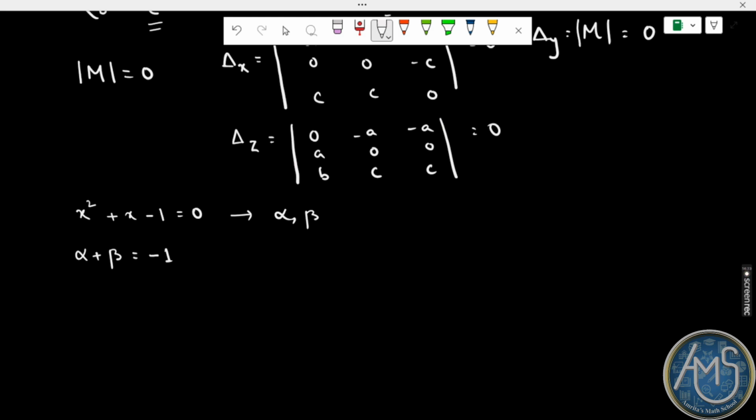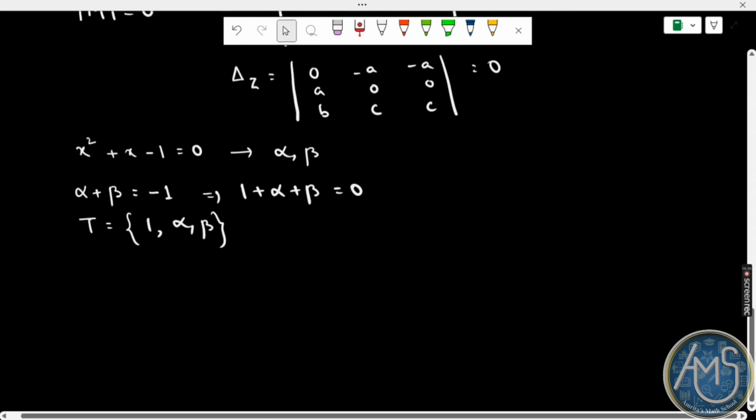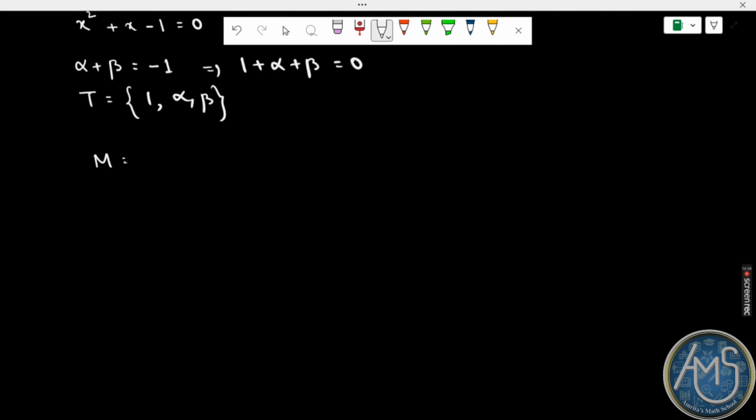So now, T has the elements 1, alpha and beta, and we know that 1 plus alpha plus beta is equal to 0. We have to make a 3 cross 3 matrix M such that the row sum and column sum are 0. So like 1 alpha beta, since the column is also, we need to write alpha beta 1 and beta 1 alpha, like that. So how many such matrices are possible such that the row sum is 0 and also the column sum is 0?